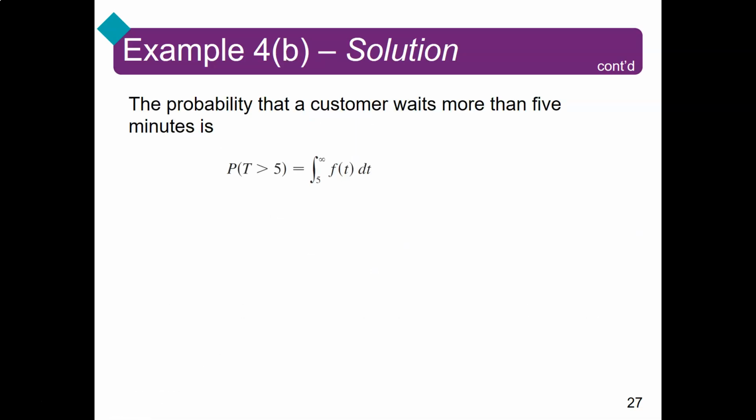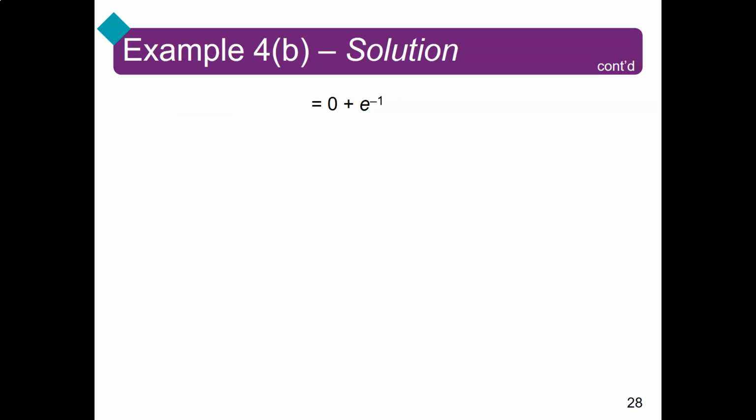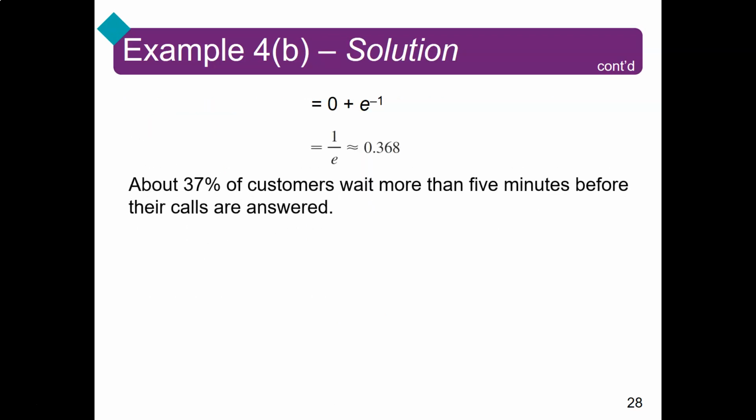So it says find they wait more than 5 minutes. So we're going from 5 to infinity, which just makes this an improper integral. But the antiderivative will come out the same. Usually what's going to happen is one of those terms is just going to vanish. So we're looking at the limit as x goes to infinity of minus e to the minus x over 5 plus e to the negative 1. So the limit of the first term there is going to go to 0. So essentially our probability is just going to be whatever the value of 1 over e is. So it comes out to 0.368. So about 37% of the customers wait more than 5 minutes before their calls are answered.